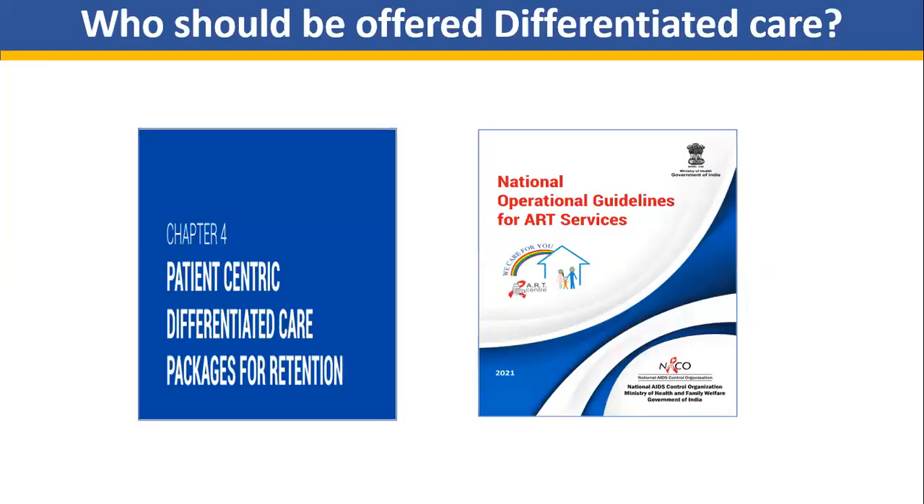So this is the patient-centric differentiated care package for retention. This topic is covered in the National Operational Guidelines, Chapter 4, which you can all refer to for further information and clarification. This is published in the 2021 guidelines. Next, please.